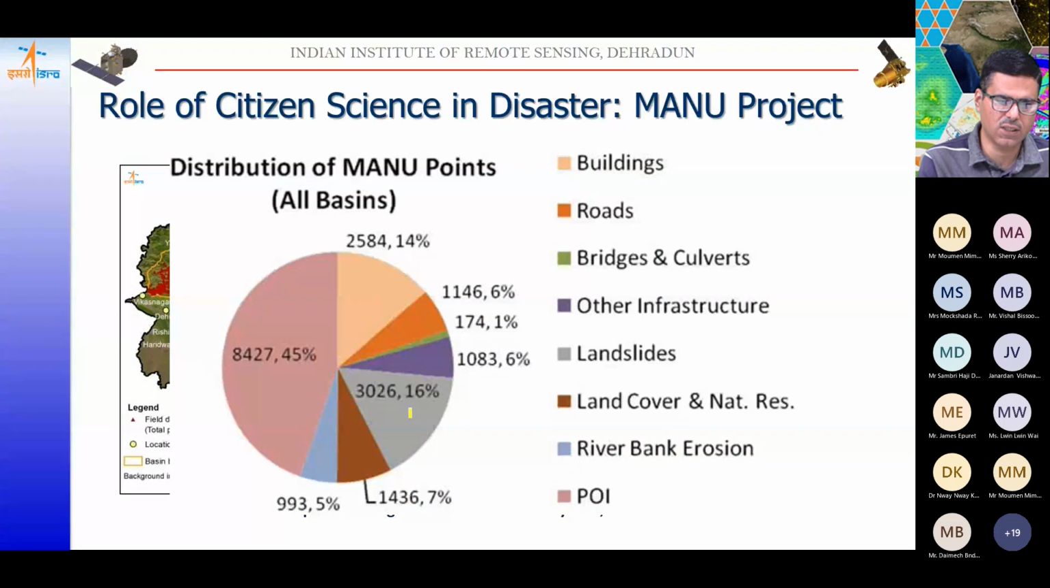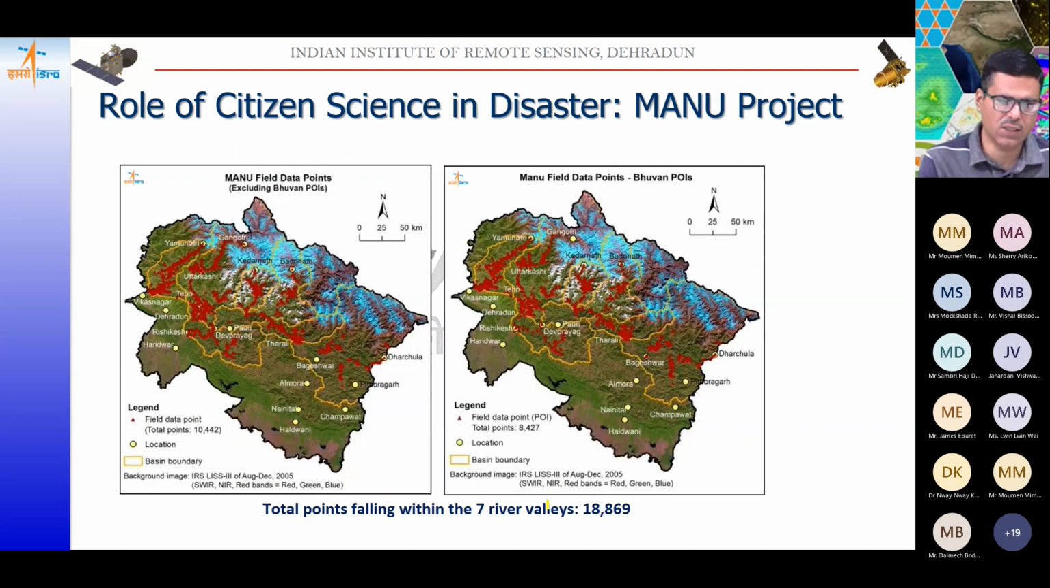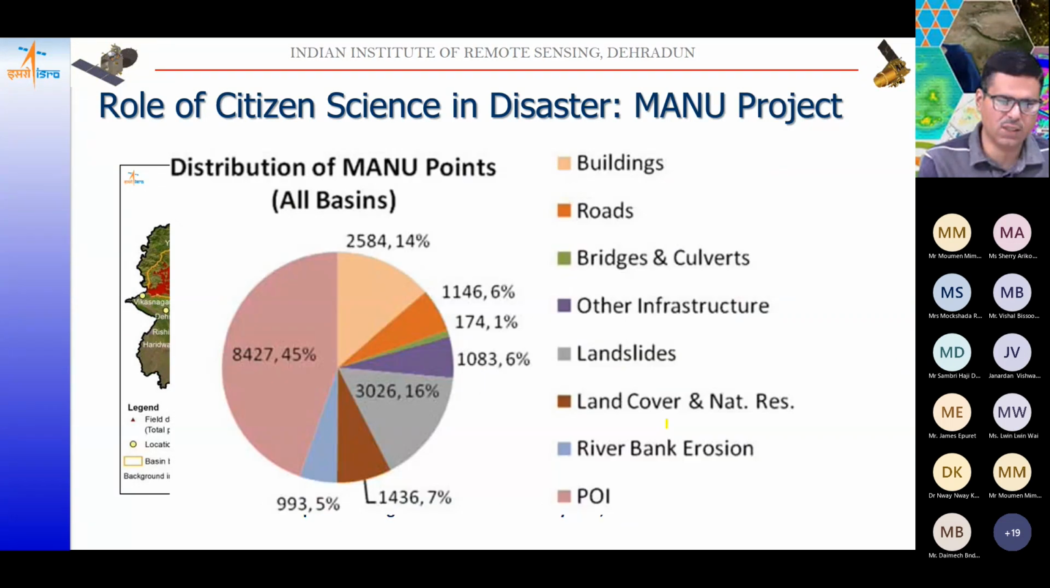The pie chart shows the distribution of the various points regarding the damage and other points of interest data that was collected. So you can see that POI was the most data, and there were other kinds of data sets also collected. The important thing, as I said, is that using this power of the people, we are able to capture this huge number in a very quick time. If we had only used the specialists, then maybe it would have taken a lot of time to collect such information.